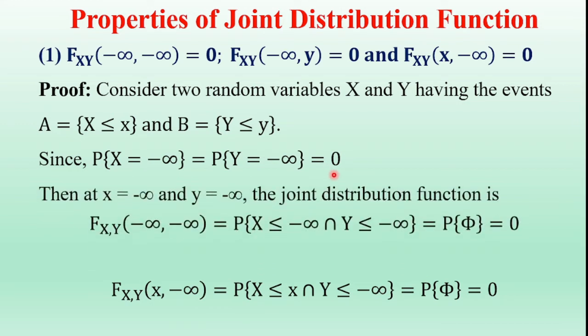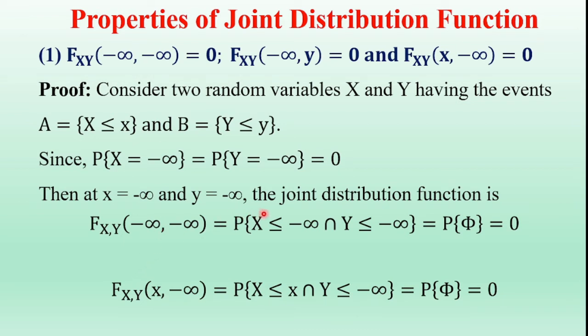So using that condition, then at x is equal to minus infinity and y is equal to minus infinity. What is the definition of joint distribution function of the random variables X and Y? F_XY(x, y) is equal to probability of X less than or equal to x intersection Y less than or equal to y. Now here x is equal to minus infinity, y is equal to minus infinity.